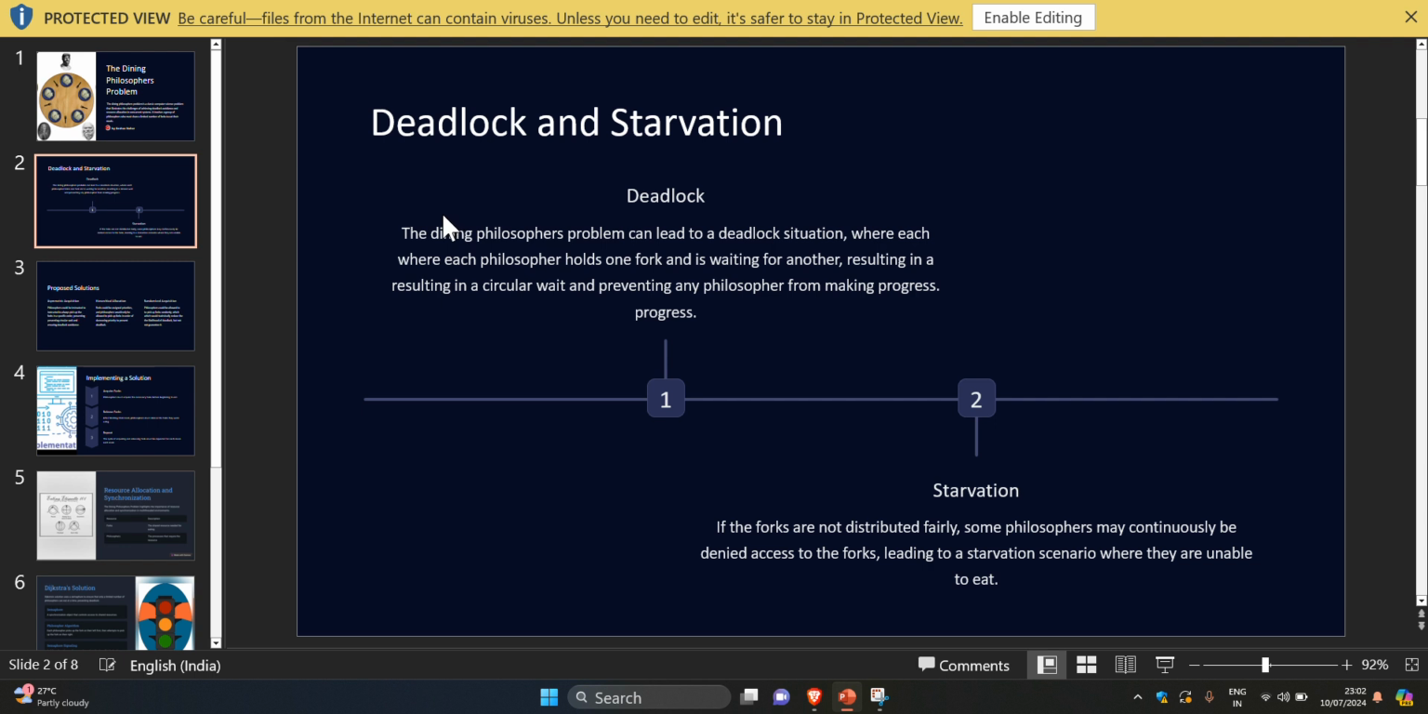Deadlock and starvation. Deadlock: the dining philosophers problem can lead to a deadlock situation where each philosopher holds one fork and is waiting for another, resulting in a circular wait and preventing any philosopher from making progress. Here is the diagram showing how deadlock and starvation work. If the forks are not distributed fairly, some philosophers may continuously be denied access to the forks, leading to a starvation scenario where they are unable to eat.